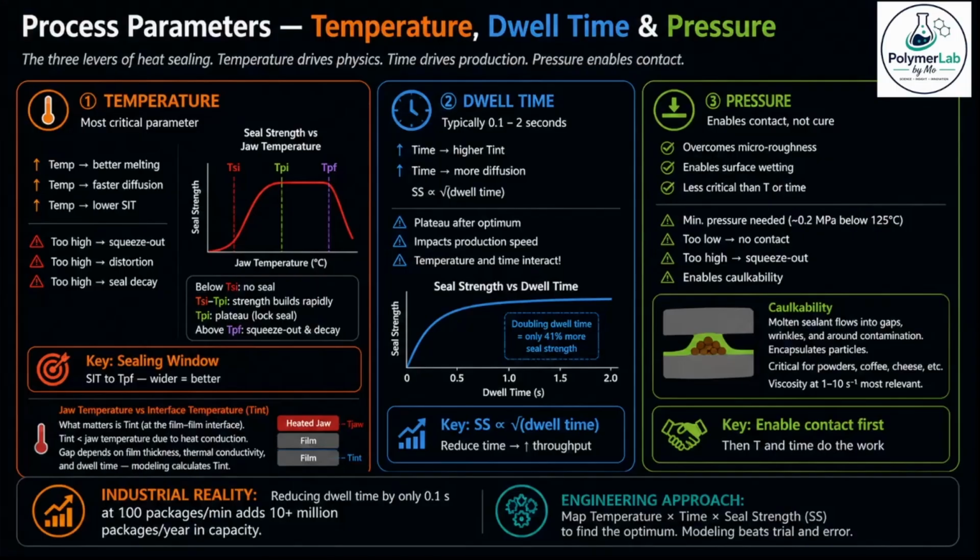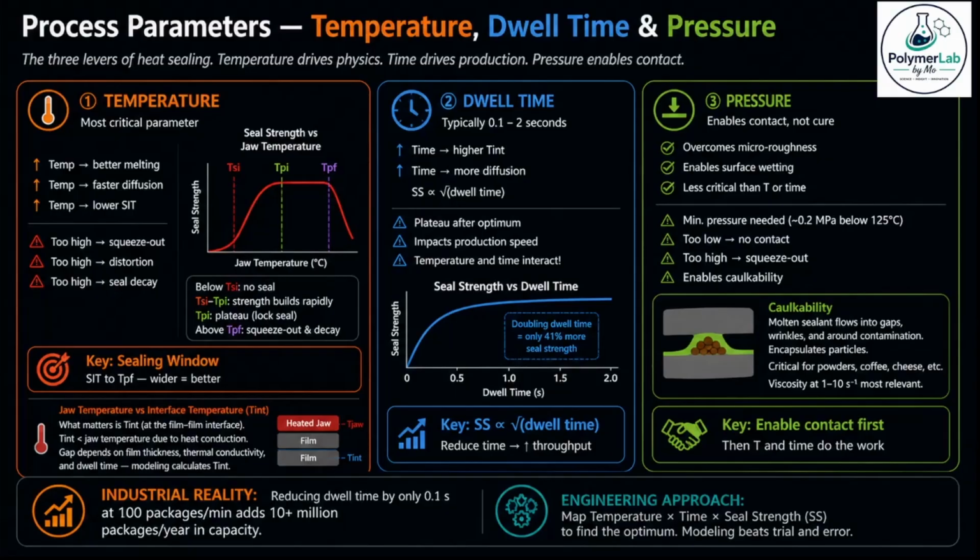Let us look at the three process parameters that you actually control on the machine and how each one affects seal performance. The first one, temperature. Temperature is the most critical of the three. Every aspect of seal performance, SIT, hot tack, plateau, sealing window, is governed by temperature. The reason is fundamental. Temperature controls both the rate of melting and the rate of molecular diffusion. Above the melting point, even a small increase in temperature can dramatically increase the diffusion coefficient and the depth of chain penetration across the interface.